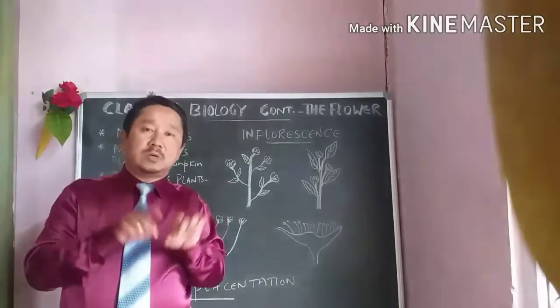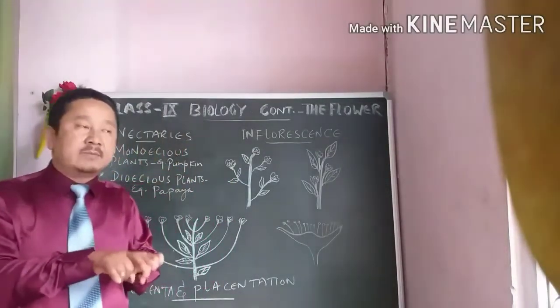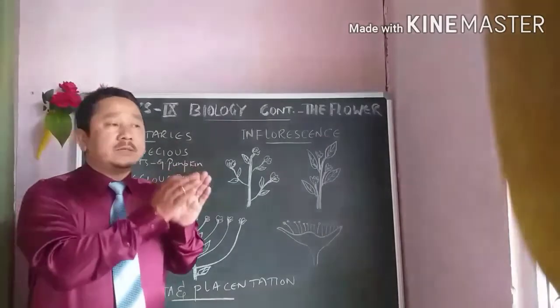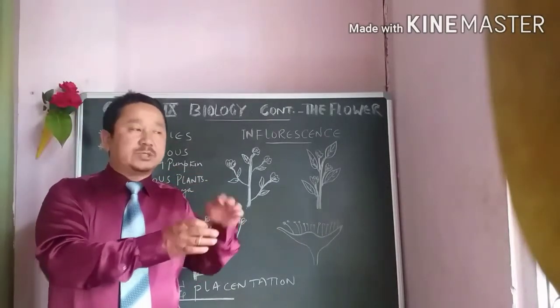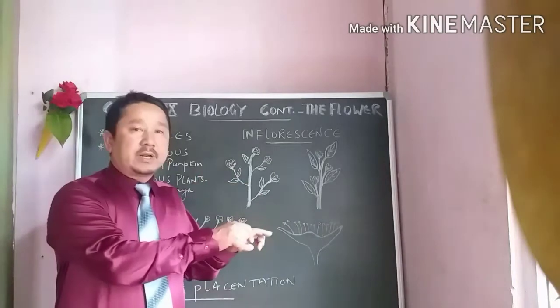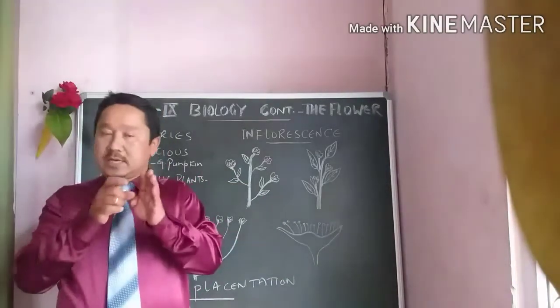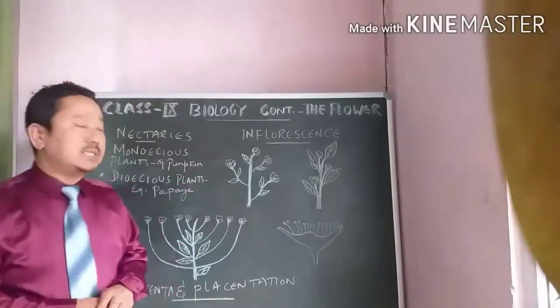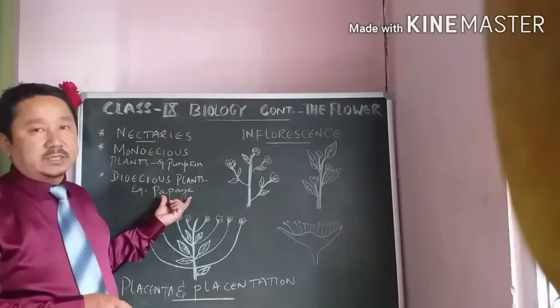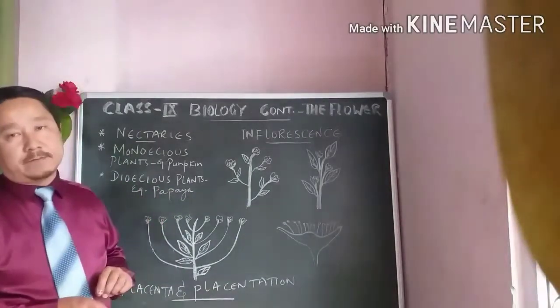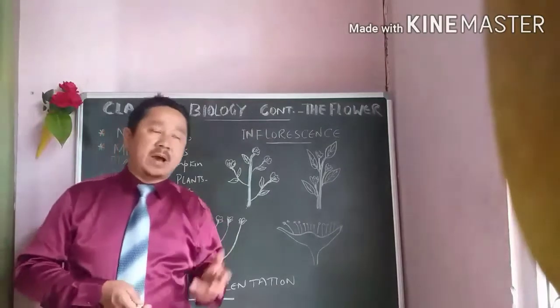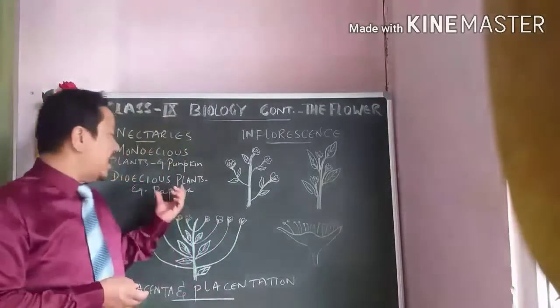It's not that both of them are present on the same plant, but only one type of flower, based on the sex, either male flower or female flower only. Such kind of plants are called dioecious plants. For example, papaya and palm are those plants which are called dioecious plants.